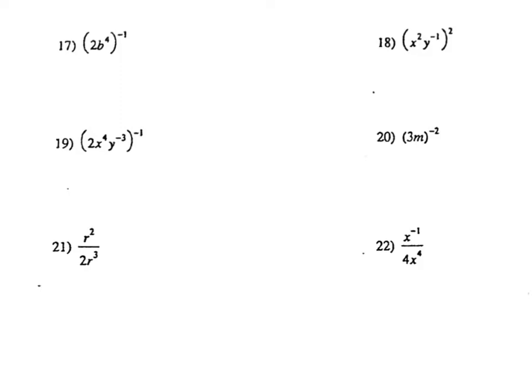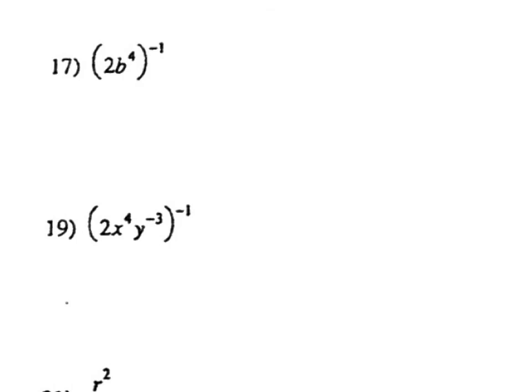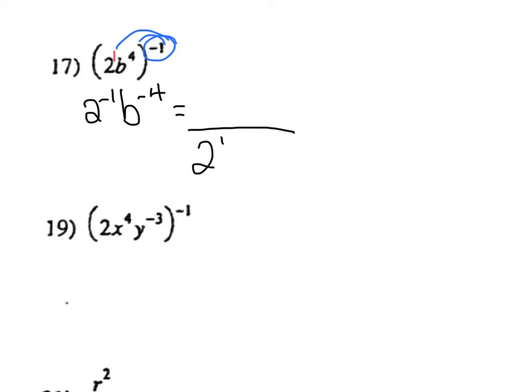So starting with number 17, let's look for missing exponents here. And we're missing an exponent with the 2. So we distribute the -1. So I have 2 to the -1, b to the -4. Negative exponents means I need to create that fraction. The 2, since it's on top, goes to the bottom. So does the b. Well, they both went, which means I need a placeholder of 1. And again, we really don't need that 1 there. So 1 over 2b to the 4th.